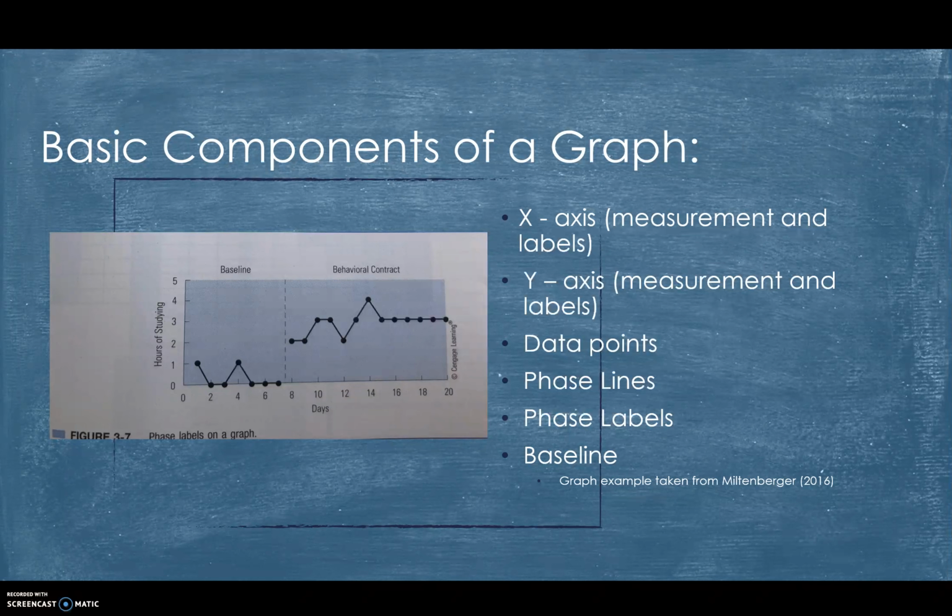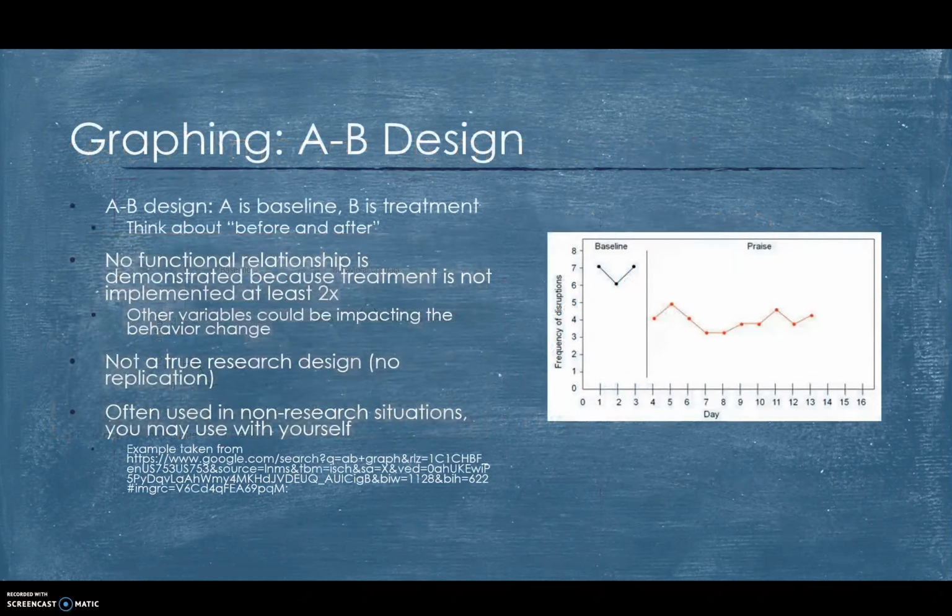And then our phase line there, that dashed line, shows that we've put into place a behavioral contract. The person with a therapist, counselor, advisor, perhaps, and the intervention then shows a large increase in number of hours spent studying. So we've got 2 hours, 3 hours, back down to 2, and now we're up here at 4. So we see, by the way, that it appears that the intervention is working just based on what we have here. But do keep in mind that there is no functional relationship demonstrated in an A-B design.